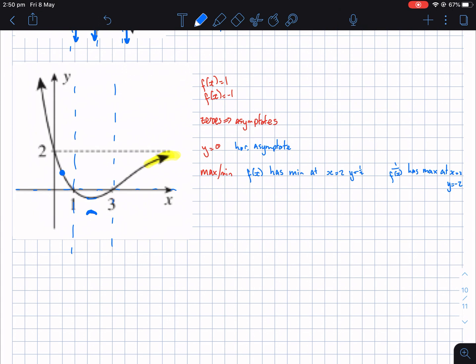Wrong colour. F of x tends towards a max at y equals 2. So this is when x is bigger than 3. So 1 on f of x is going to have a min. X is going to still be greater than 3. Y is going to be a half this time.